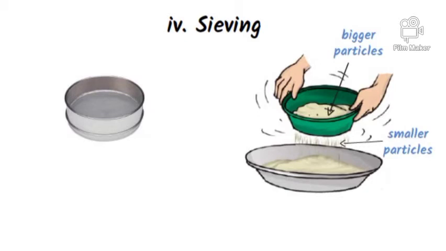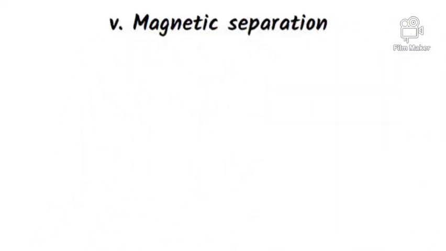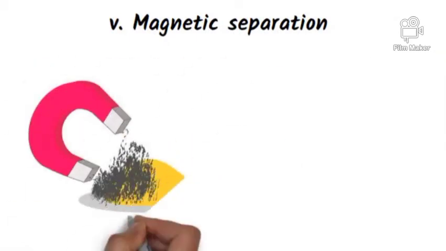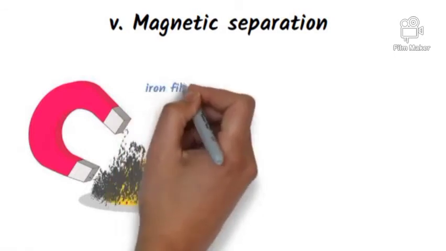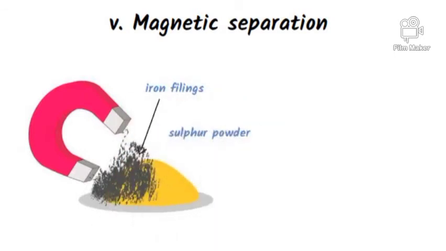Sieves are available in different size holes for separating components from a mixture of various sizes. Magnetic separation. The magnetic separation method is used to separate magnetic materials from non-magnetic materials. For example, a mixture of iron filings and sulfur powder can be separated by using a magnet.